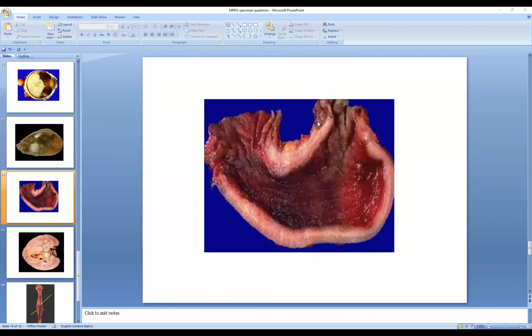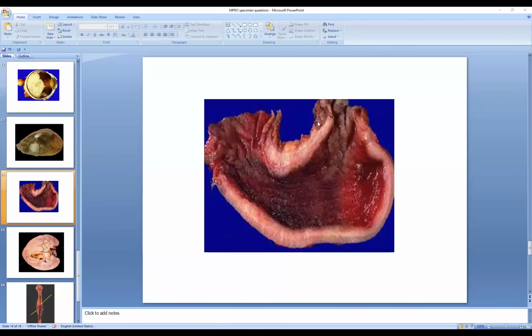Next specimen is visible. Please identify it. Sir, this is a surgical specimen showing a gastrectomy specimen with an ulcerative lesion along the lesser curvature. First, you have to tell how you diagnose that it is a stomach. Sir, because we can see the rugosities. That's why I told stomach. Pyloric gland, lesser curvature, greater curvature.